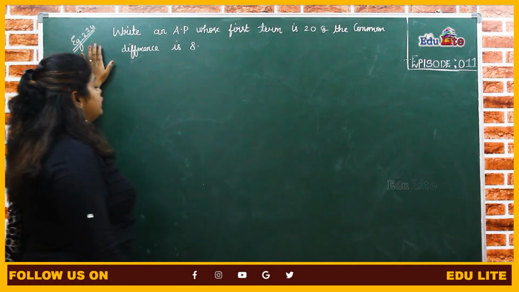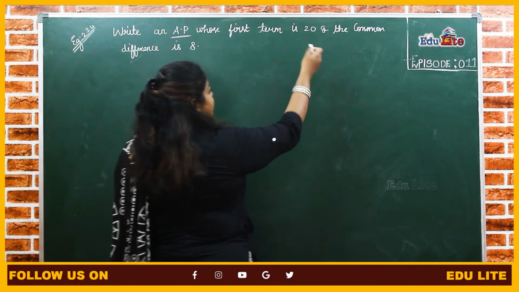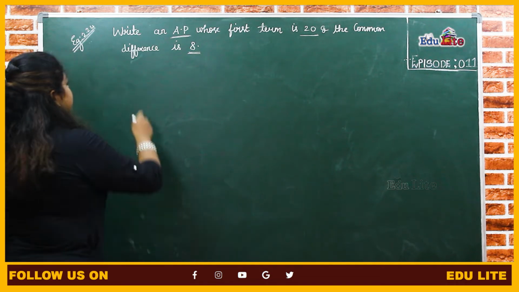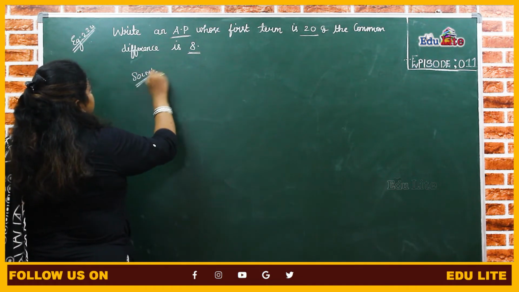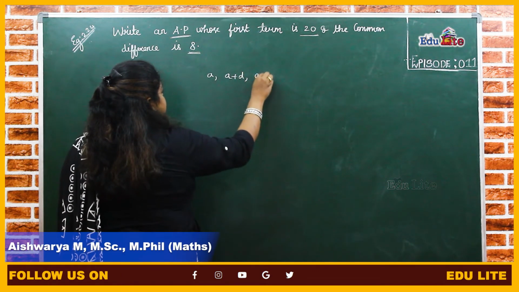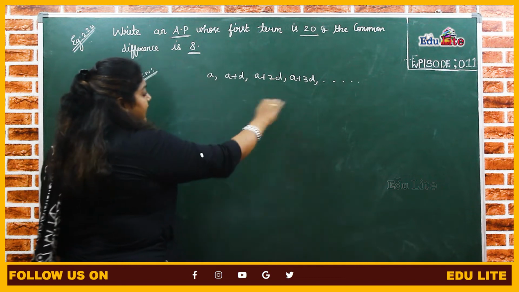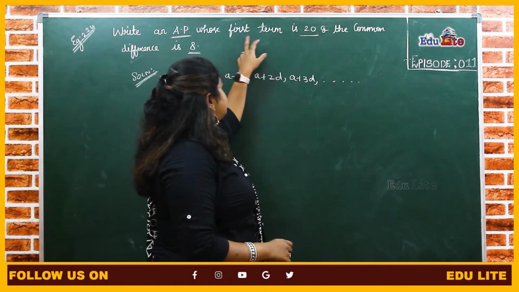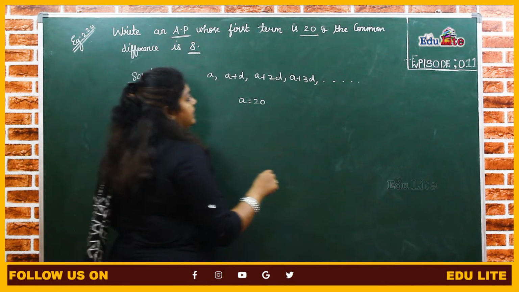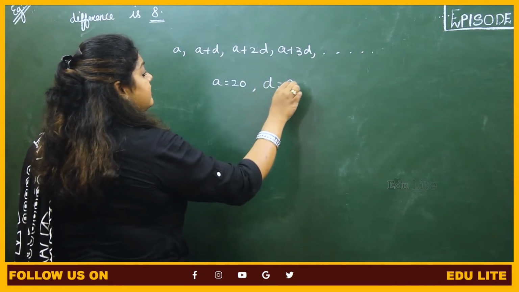Next is example 2.24. In this problem, we have to write an AP. To write an AP, we are given the first term as 20 and the common difference given is 8. This is so easy to do. So, what is an AP according to the definition? A, A plus D, A plus 2D, A plus 3D, and it goes on. To write this, we are given two values, the first term is 20. The first term is represented as A, therefore A equals 20, and the common difference, which we denote as D, is given as 8.